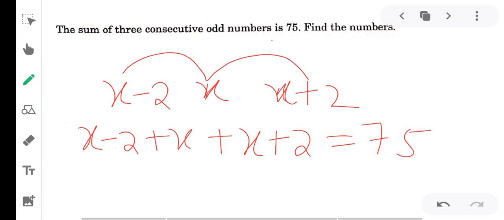Now here you can find the value of x. Then you can find the 3 consecutive odd numbers. Clear?